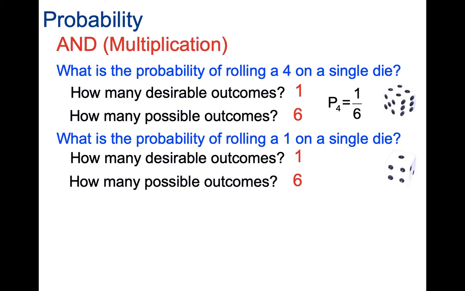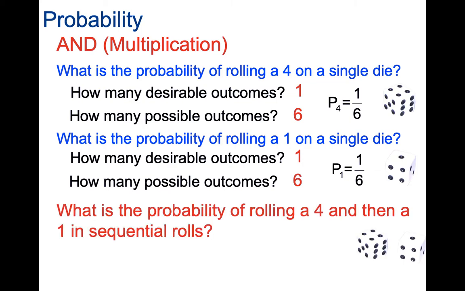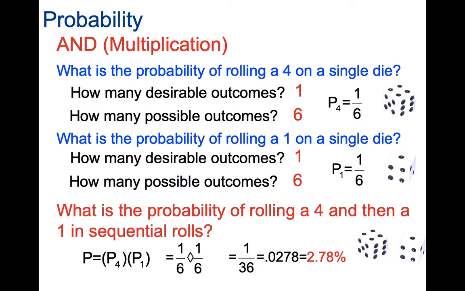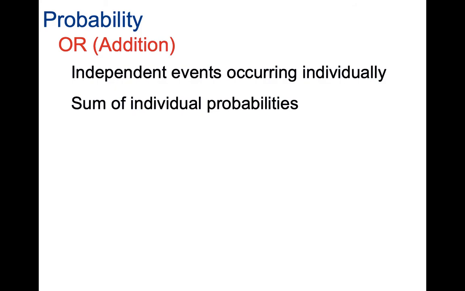And then a 1. So if we have 2 dice, one of them is a 4, one of them is a 1. Well, they each have a 1 in 6 chance of that number coming up. So if I roll 2 dice, or sequential rolls, right, what are the odds that I'm going to roll a 4 and then a 1? Well, that is going to be the product of those two probabilities, which is 1 over 6 times 1 over 6, which comes out to 1 in 36, or about 2.78%, a little less than 3%.